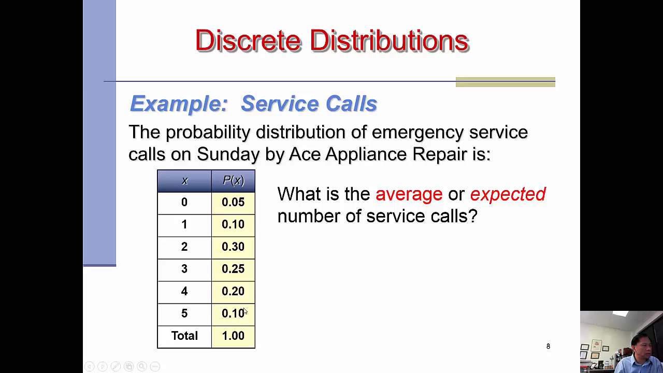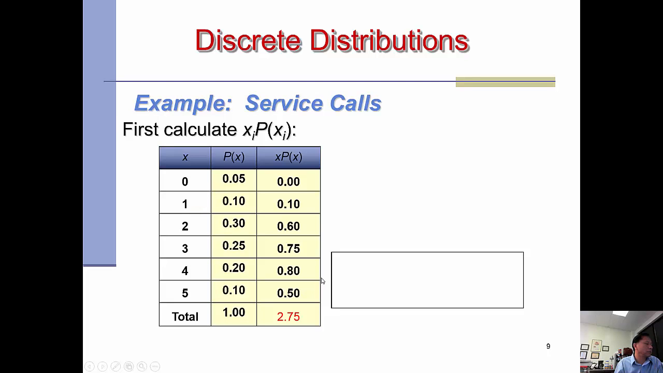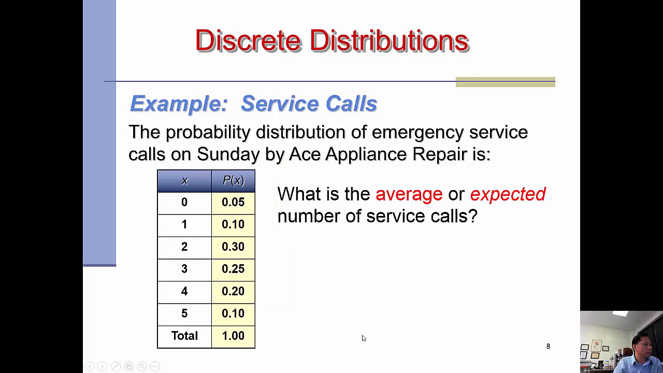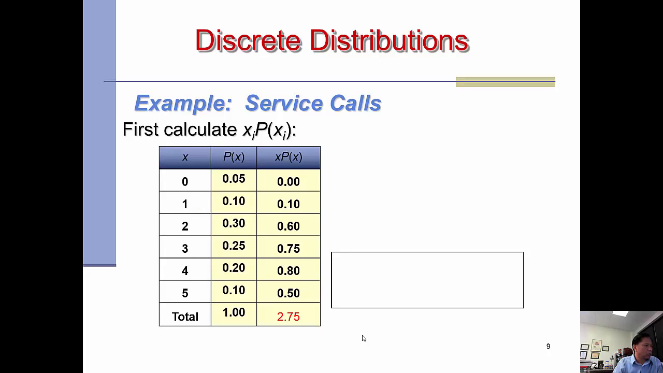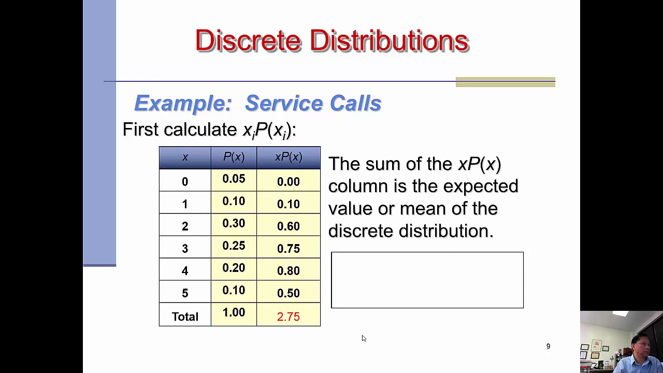And all these probabilities together is 1, because that's all the possibilities. For this repair shop, at the least they get 0 calls, and at most they get 5 calls, and that's all, right? So what is the average or expected number of service calls? We know the probability of each, but what is the average? To calculate the average, we actually calculate the expected value. Okay? How do we do that?